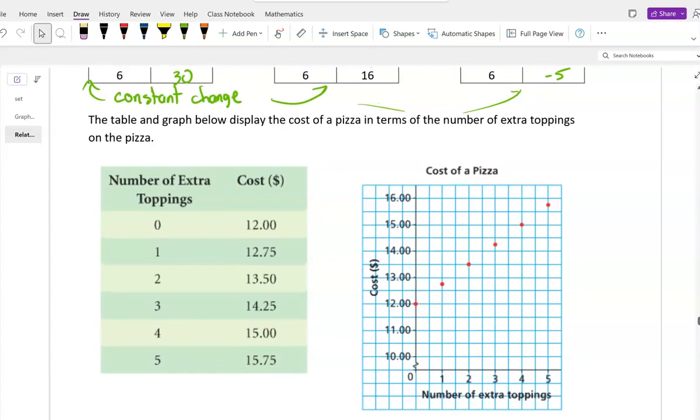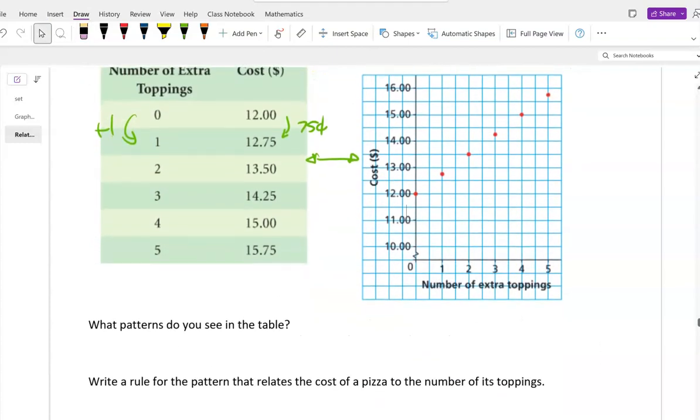Here's another example of a linear relationship. You can see here, straight line, constant change. Okay, this graph is representing this table. Hopefully it makes sense that you can see I'm going up by 75 cents for every extra topping. Okay, do you think I should connect the dots? I don't think I can have half a topping. I know I can put topping on half the pizza, but I can't have half a topping. So we're not going to connect those dots.